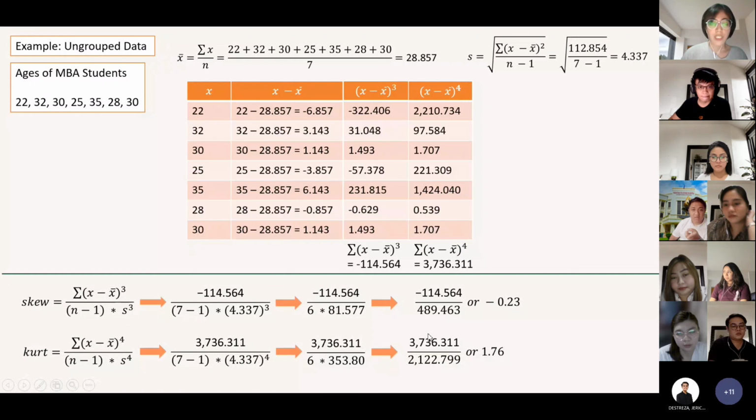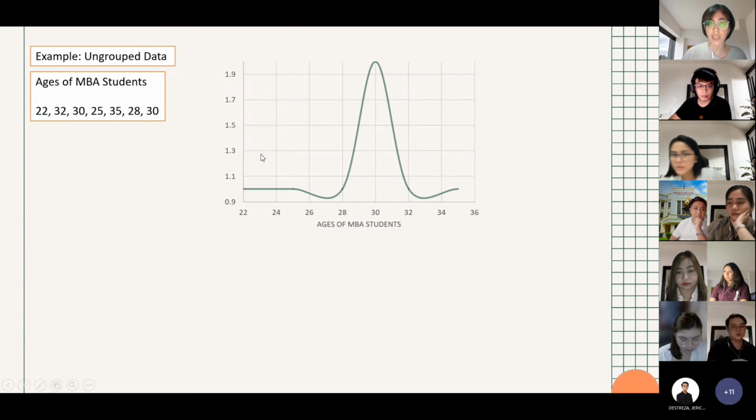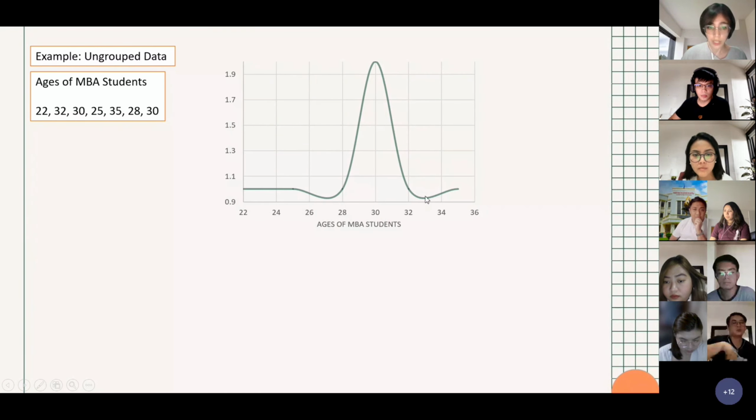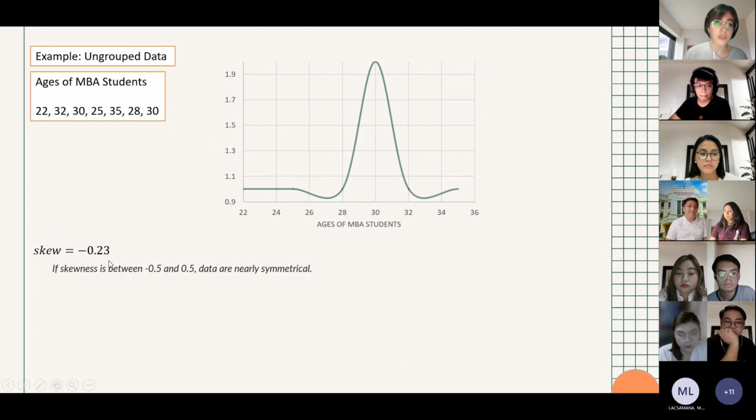Okay. So, for the ungrouped data, let's reflect it in a graph. Again, the ages of MBA students: 22, 32, 30, 25, 35, 28, 30. In a graph, this is what it will look like. Our skew is negative 0.23. As we mentioned earlier, if skewness is between negative 0.5 and 0.5, the data are nearly symmetrical from the center. Our center is this line here, and the sides are almost symmetrical, so the left and right of our curve are almost equal.